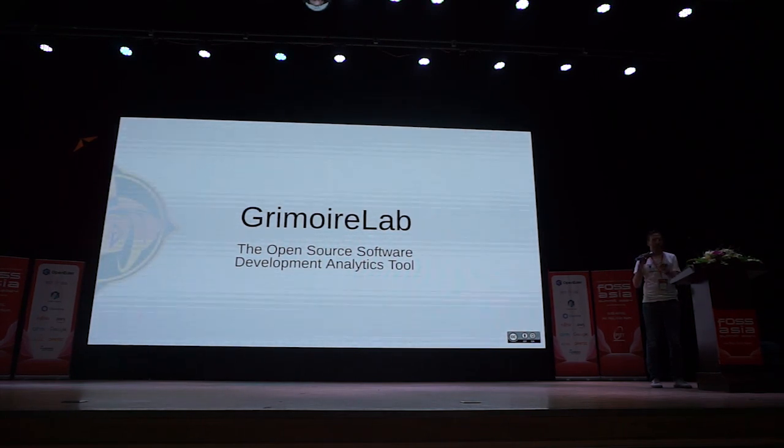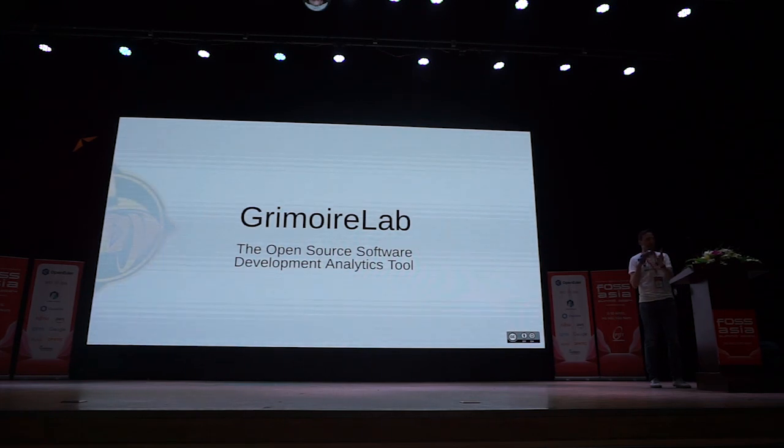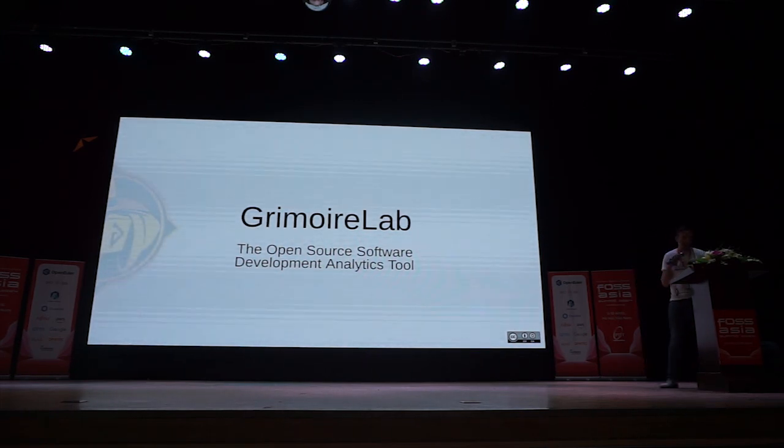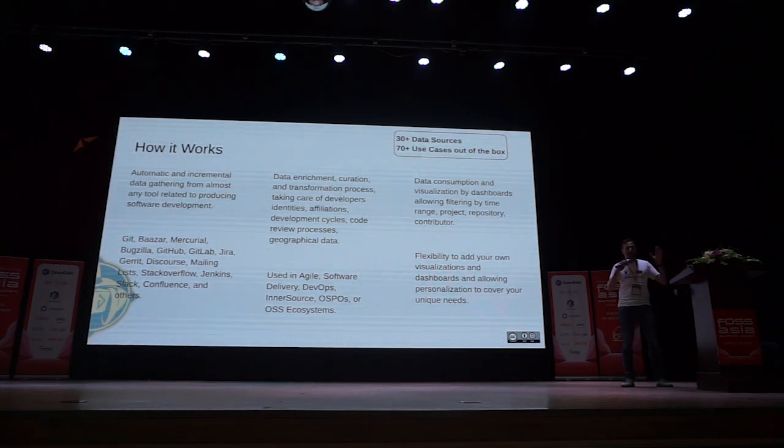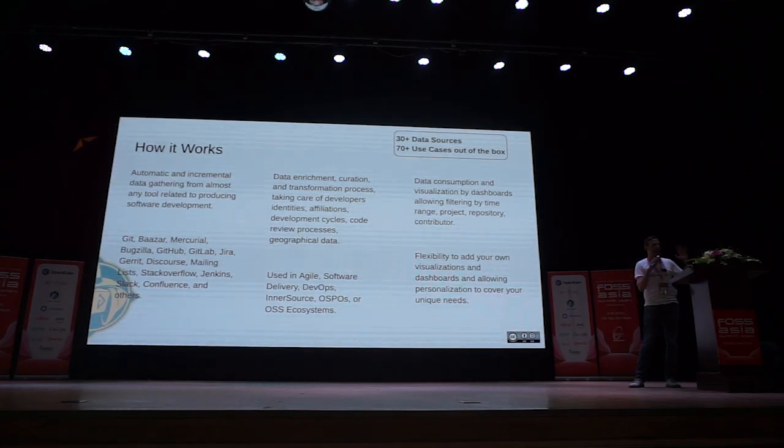GrimoireLab provides open source tools and software to analyze open source projects. How it works, basically think of this in three main areas. The very first one is about data gathering, retrieving data from any of the existing open source repositories you may think of: GitHub, GitLab, Atlassian Stack, Slack messages, mailings. There are 30 plus different data sources that are supported.